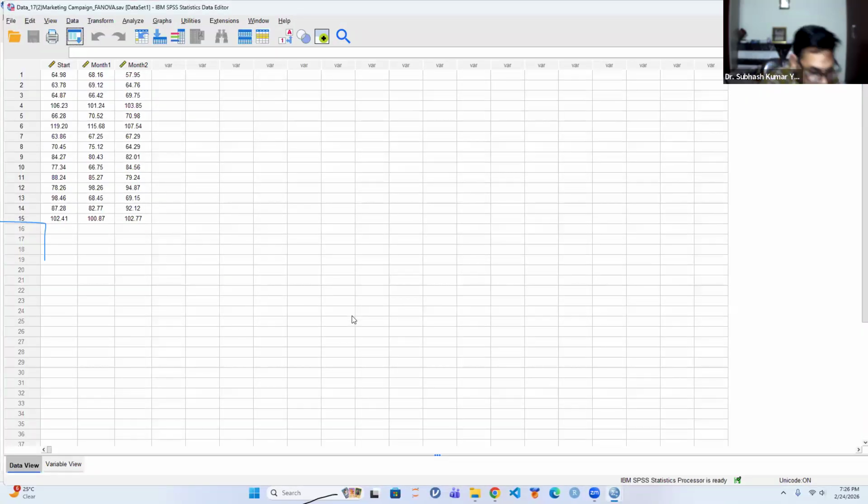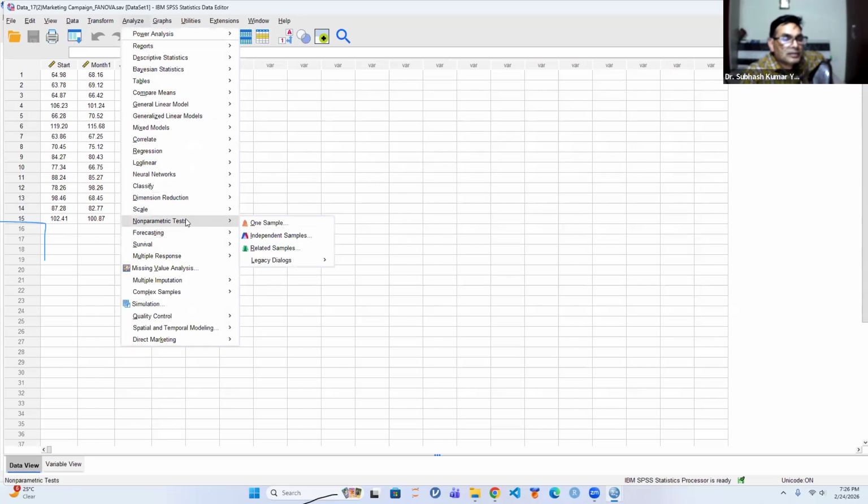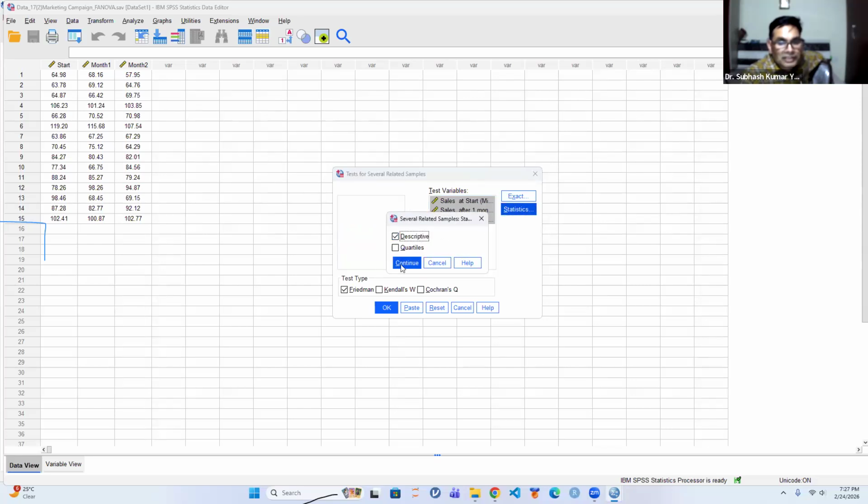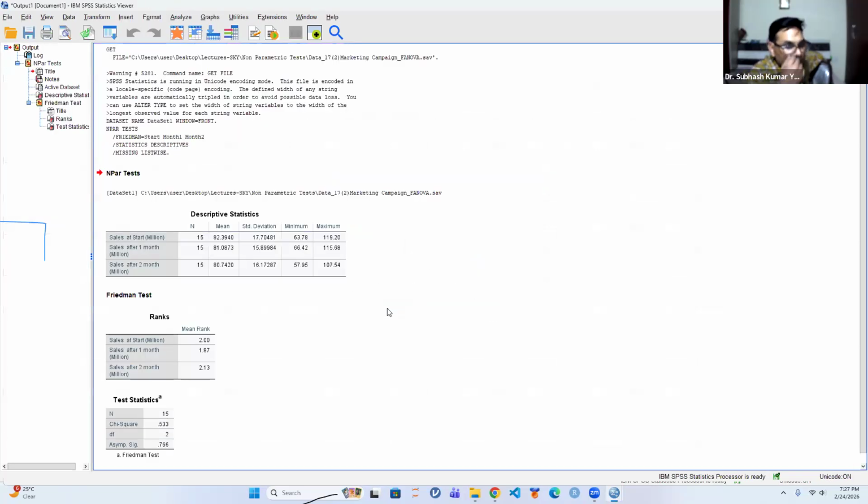Okay, so here we wish to see whether the marketing advertisement is effective or not in increasing sales. So we have data on the starting date, then after 1 month, then after 2 months, on the same 15 outlets. So just go to Analyze, then Nonparametric Tests, then Legacy Dialogs, and here we go for K Related Samples. You have to select all and put them here together. You can go for the statistics as well. Otherwise, leave it and just click on OK.